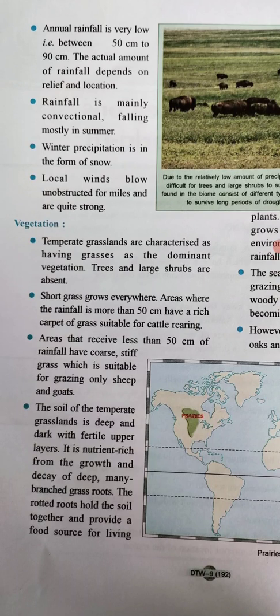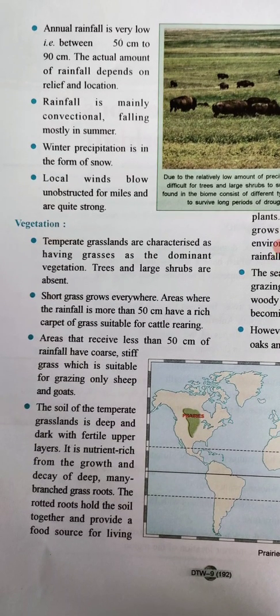Trees and large shrubs are absent, and short grasses grow everywhere. Areas having rainfall of more than 50 centimeters have a rich carpet of grass suitable for cattle rearing. So where there's comparatively high rainfall, that is 50 centimeters, there is a good carpet of grasses that is suitable for cattle rearing.